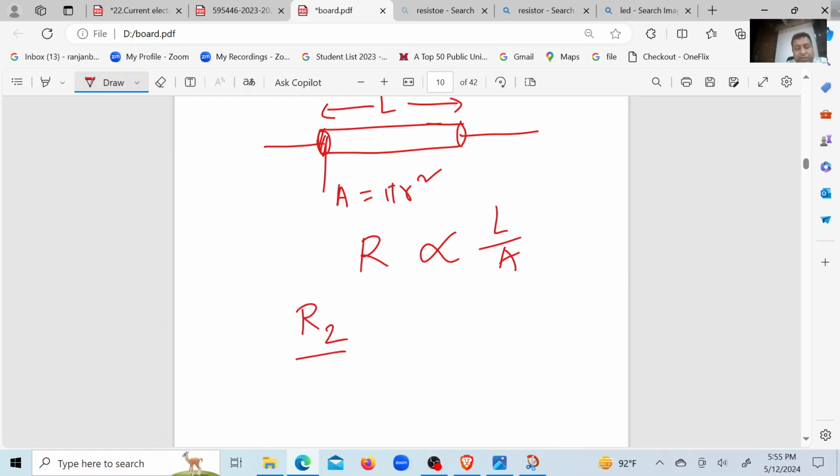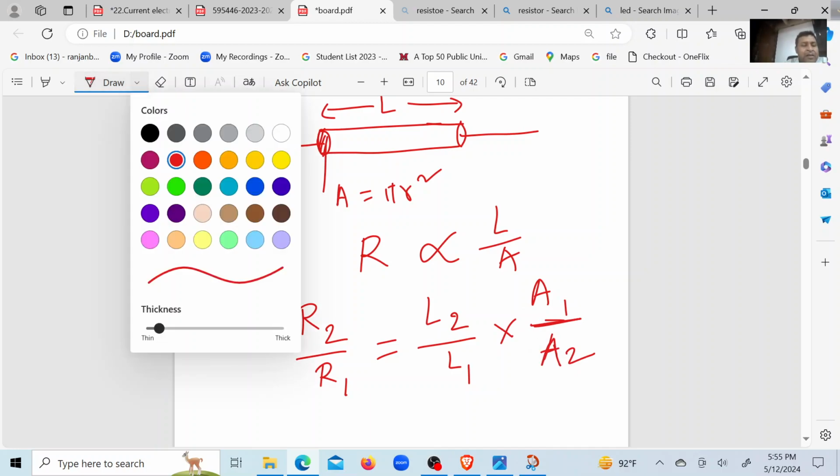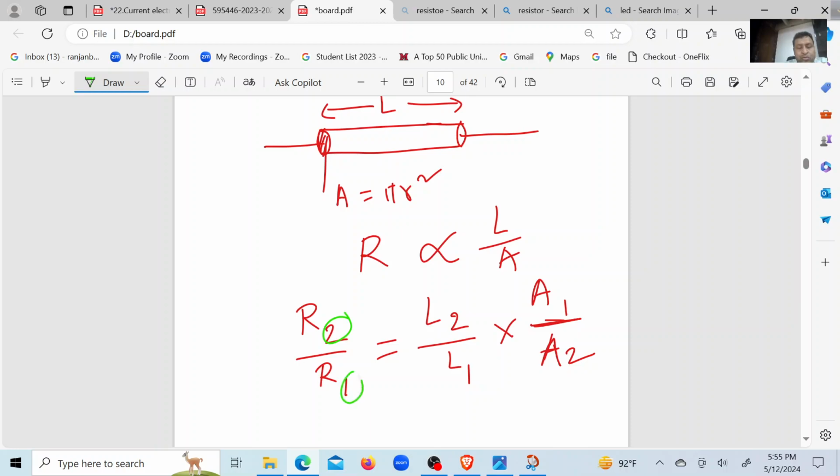Most of the time you need this ratio, memorize it, very important ratio: R1 by R2 equals L1 by L2 times A2 by A1. Why? Look at this. R and L are directly proportional. Directly proportional means they are alike, they are friends, right? If one increases, another one will increase. But with area, it has an inverse relation. That means if one increases, another one will decrease. If area becomes more, resistance will be less.